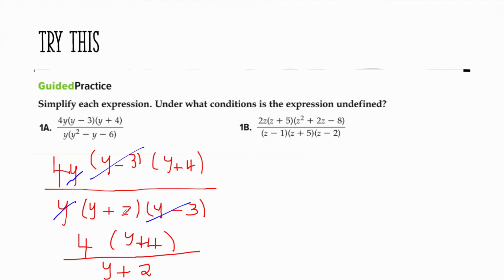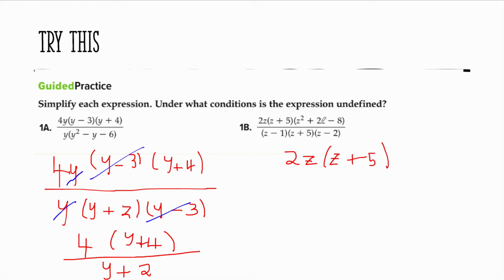Okay, let me fix my 2 here. So this is 2. Cool. Right, I hope you also got the same answer. Now let's look at the second one. Here we have 2z, and then z, let me use this so that you can see my z, plus 5.